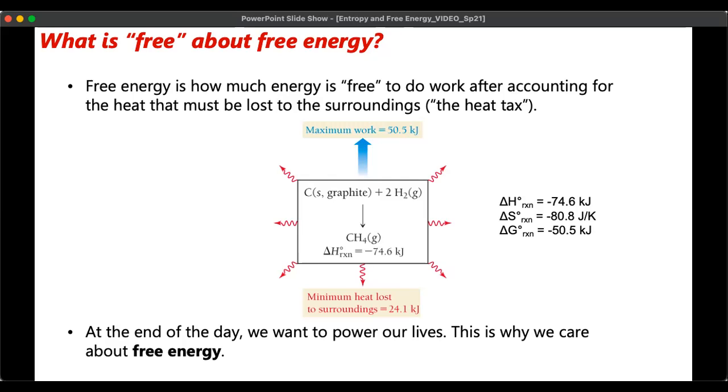At the end of the day, we need to power our lives, our laptops, our cell phones, our homes, heat them and cool them. And we care about free energy because that's the energy we have available to do work. And we need to do work to do all these things. So that's why we care about the free energy of a reaction.